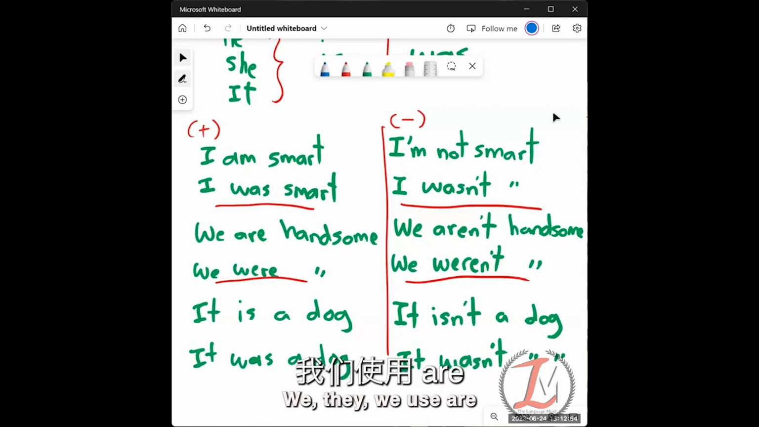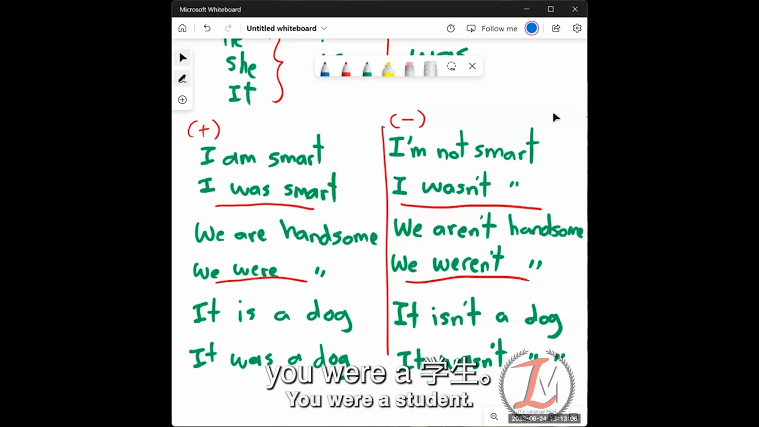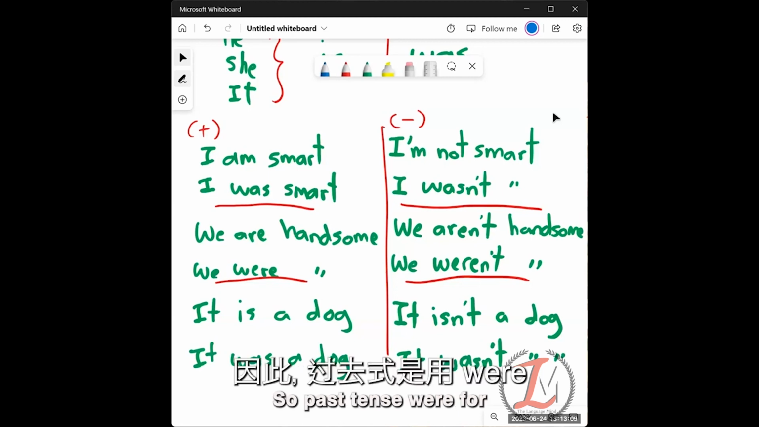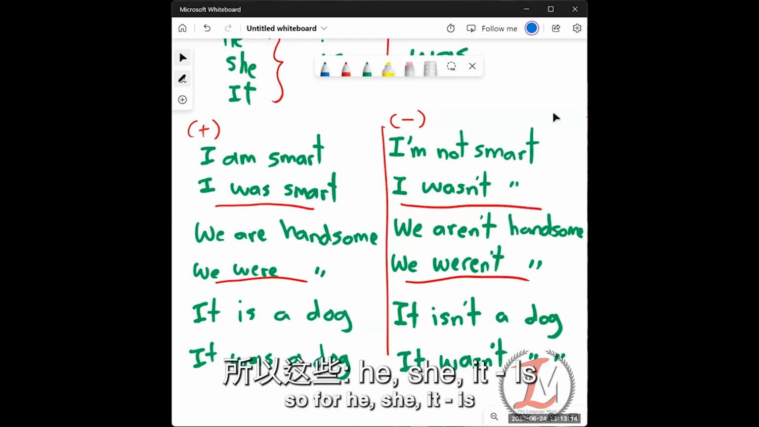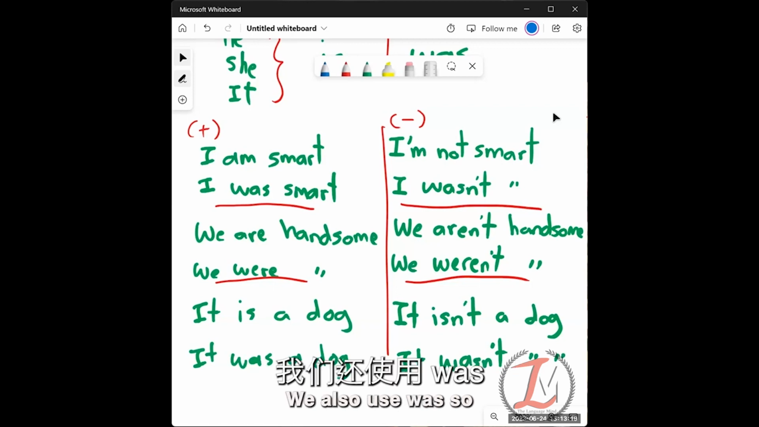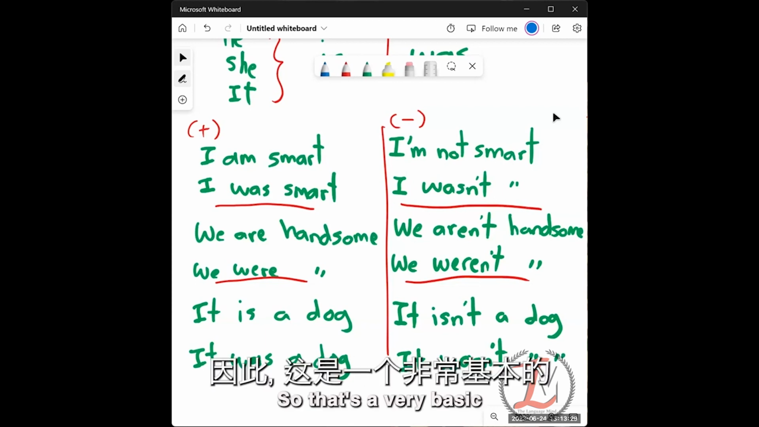For you, we, they, we use are. Okay. Are and then aren't. Past tense were. So you don't say you was, that's wrong. We say you were. Okay. You were a student. So past tense were for we, you, they, and then the negative weren't. For he, she, it, we use is, and also was. So the negative is isn't and wasn't. Okay, so that's a very basic thing here.